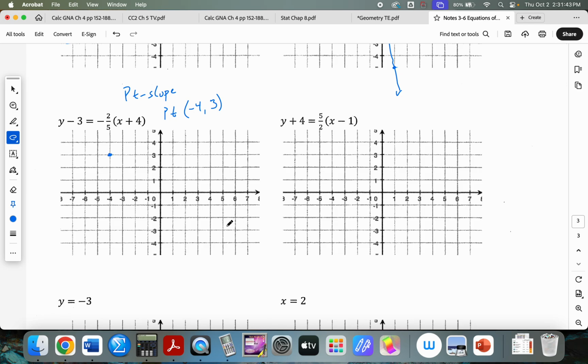And then the slope is -2/5. Oh, no, that doesn't change. So we're going to go down 2 and to the right 5. And I'll do that a couple of times so that I have plenty of points to try and hit.